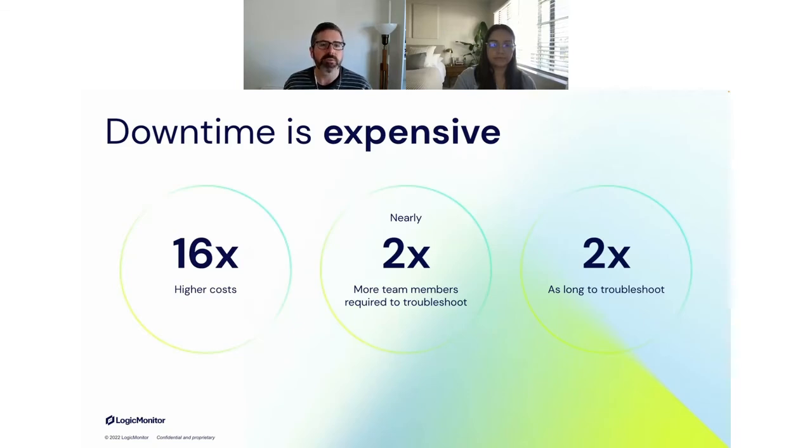The staggering number is largely tied to the number of people it takes to recruit to manage and troubleshoot these problems. So nearly double the amount of people it takes to solve the problems, but it also takes twice as long to fix the problems because of the tool sprawl.